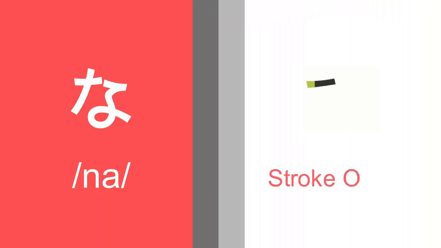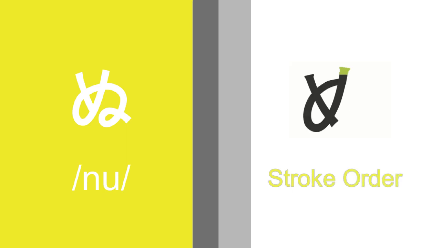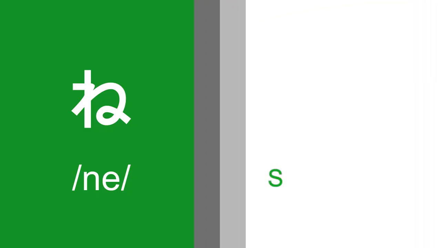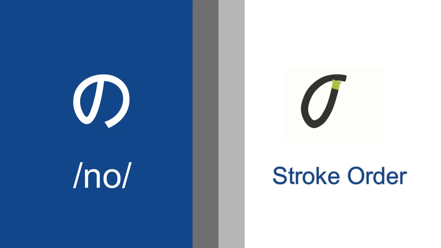Next, we have N, and this is pretty straightforward. Na, ni, nu, ne, no. That's it.